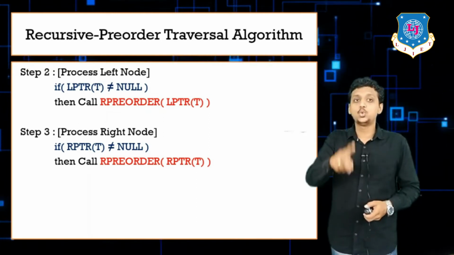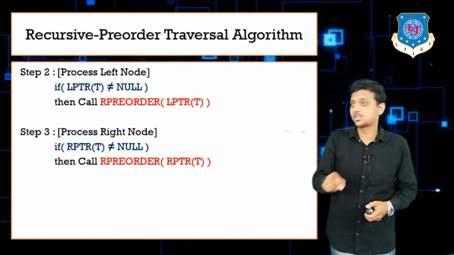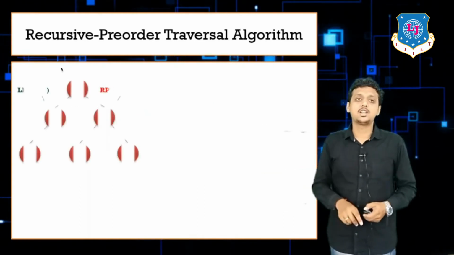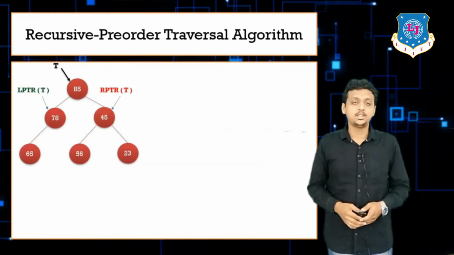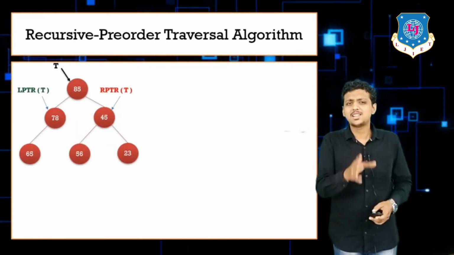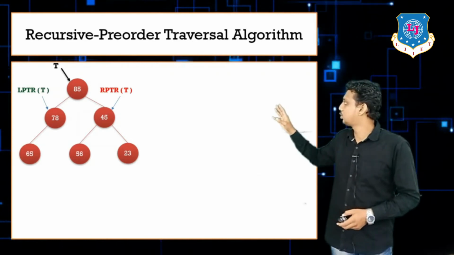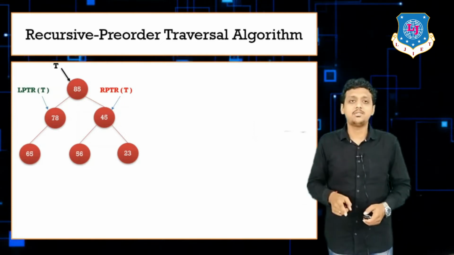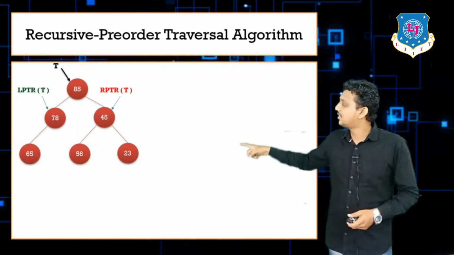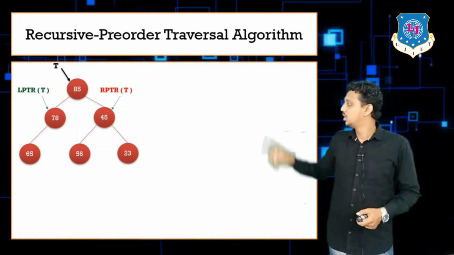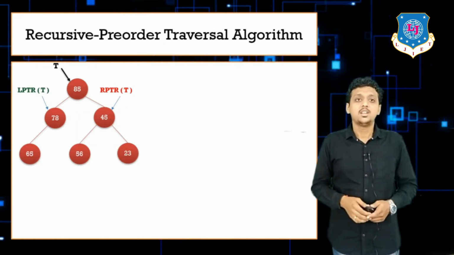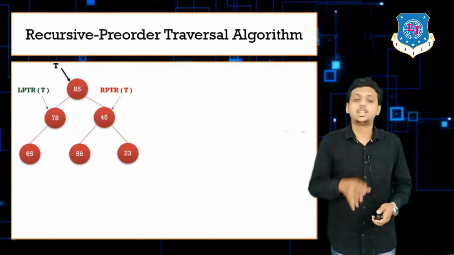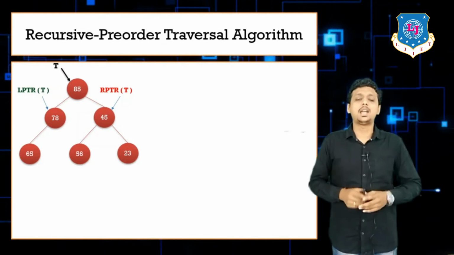Today I'm going to show you how the recursive algorithm works for preorder traversal. So here it is, this is my tree, the same example as the previous one. 85 is our root node, then 78 is on the left of 85, 45 is on the right of 85, then on the left side of 78 we have 65. On the left of 45 we have 56, and on the right of 45 we have 23. So this is our binary tree.